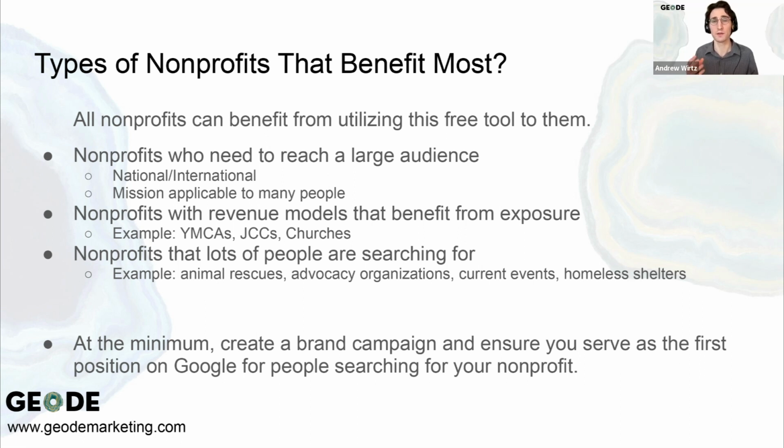And then also nonprofits that a lot of people search for just with high search volume. So again, from the keyword research, seeing that there's tens of thousands of searches for relevant or related keywords like animal rescues, advocacy organizations, current events, homeless shelters, always a ton of searches for these things. Yeah, if you're a really niche nonprofit, sometimes it's hard to find the keywords, but it also might mean that you have little competition, so you can capitalize on that.